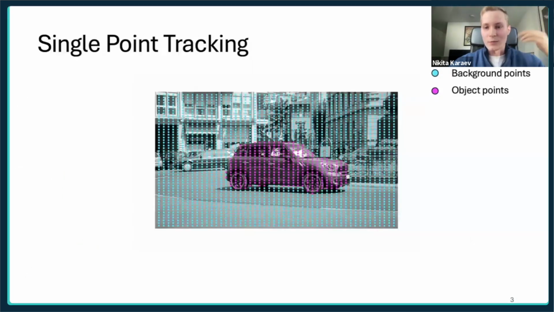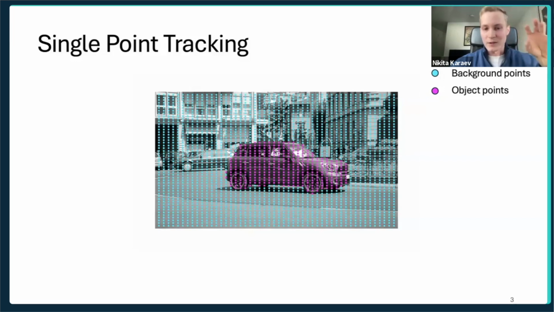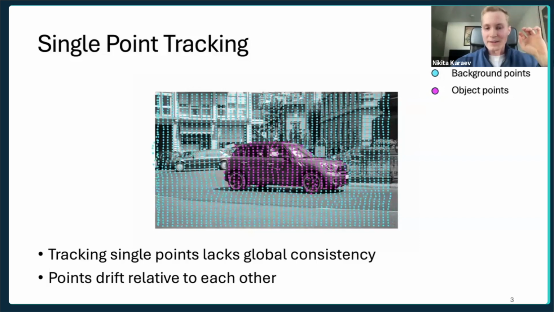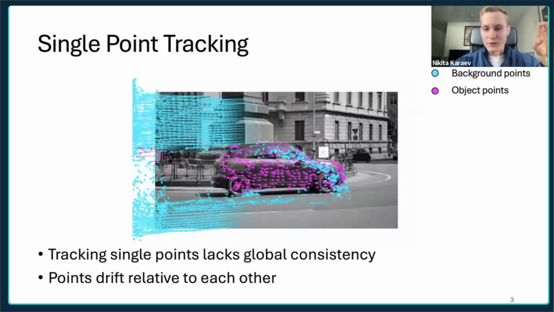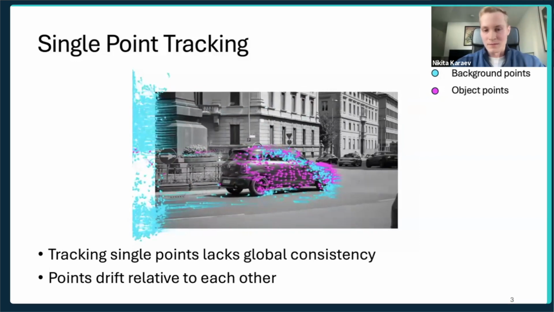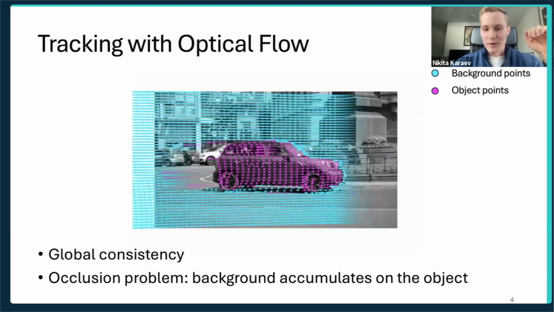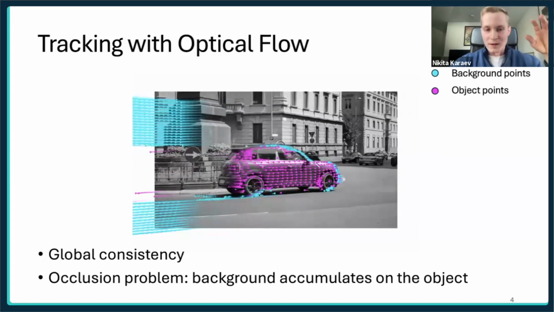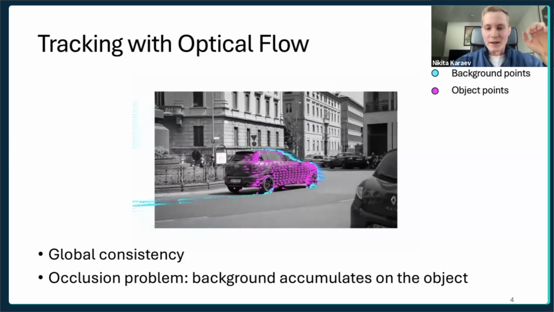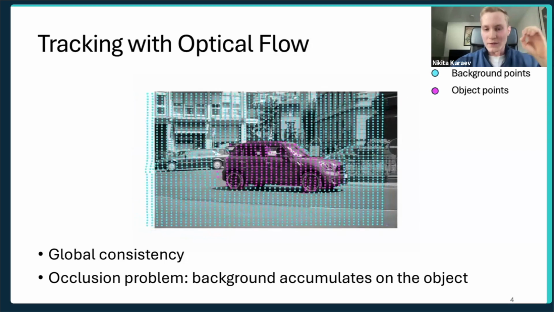Single-point tracking has its own problems. For example, if we try to track points sampled on a dense grid in this video from the first frame, we can see that there is no global consistency between these points, so that they drift relative to each other. Optical flow doesn't really have this problem, so that points are globally consistent, but it has another one, the occlusion problem, that background just gets accumulated on the front of the car.